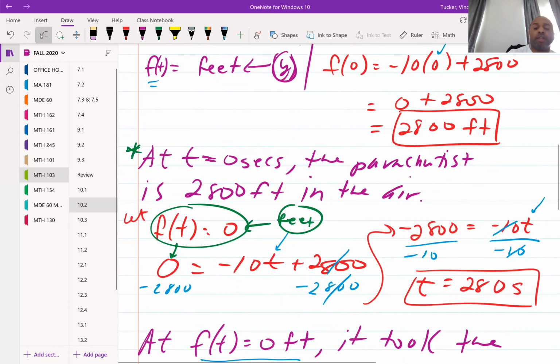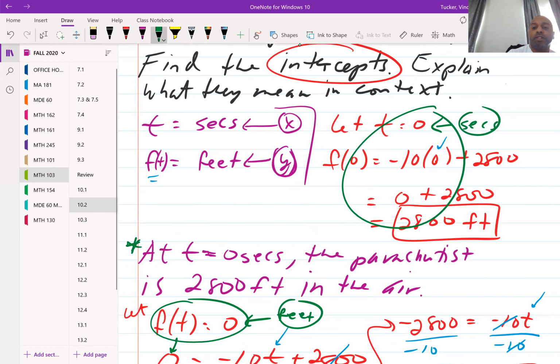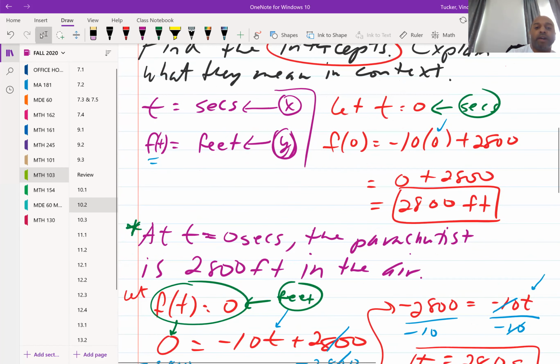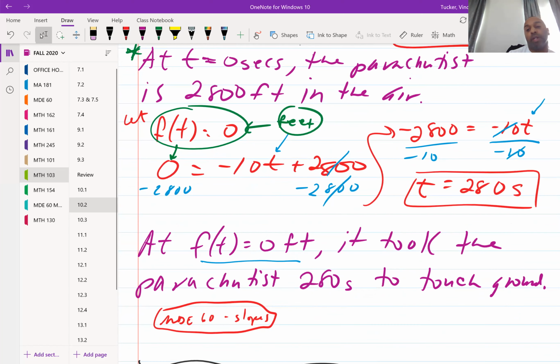So here is when your seconds are equal to 0. Down here is when your feet are equal to 0. And what does that mean? We're solving something different down here. Got you. So when feet is equal to 0, that means you hit the ground, right? So when feet is 0, it takes 280 seconds for the person to touch the ground.